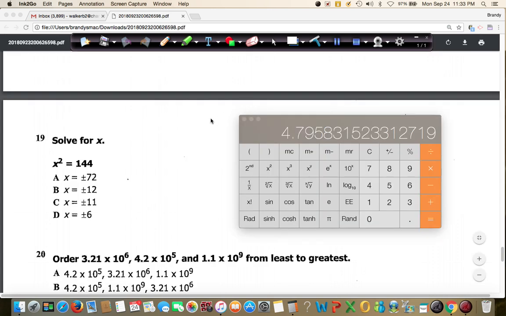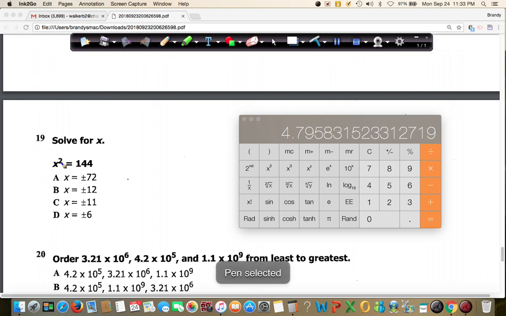Number 19, solve for x. X squared equals 144. So what they want you to do is say which one of these could you plug in for x. If you paid attention to one of the lessons that we've done in September, you know that to get rid of a square, you have to find the square root. So to undo a square, you do the square root and then it cancels it out. But remember from last year, if you do one thing to the left side, what do you do to the right side? Yeah, the same thing.